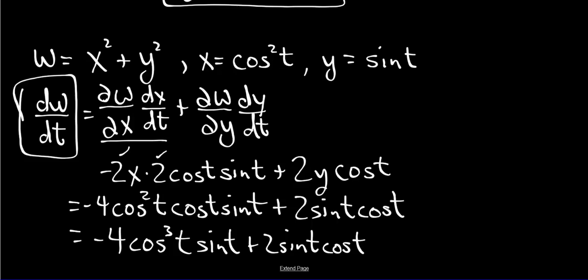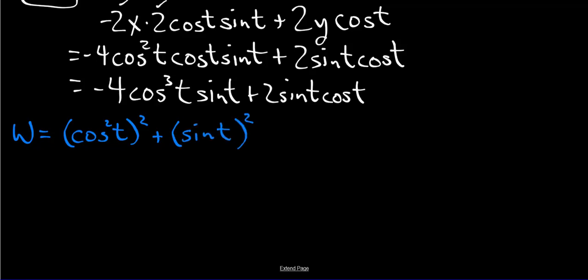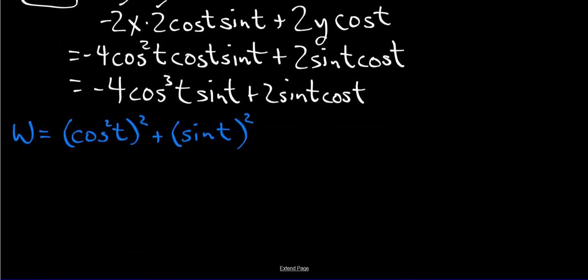Now let's look at an alternative method. What I want to do is substitute in. So I've got w is equal, in place of x squared, I'm going to put cosine squared t, and in place of y, I'm going to put sine t. Notice this is x squared plus y squared. Now let's see what this gives us here. We've got cosine to the fourth t plus sine squared t.